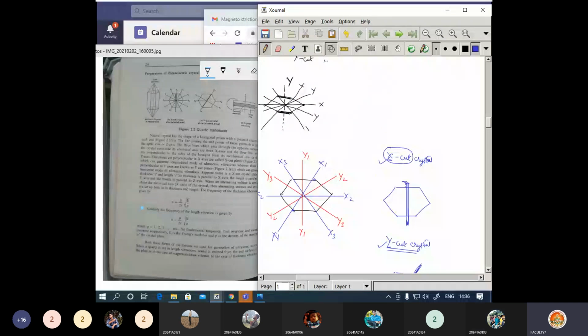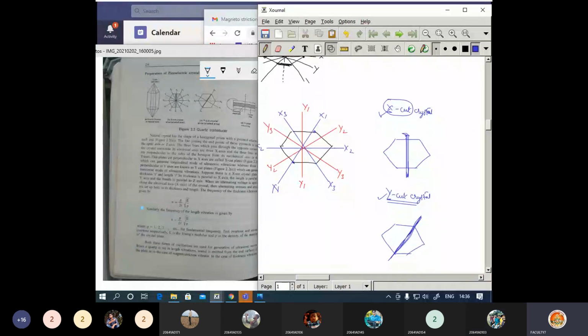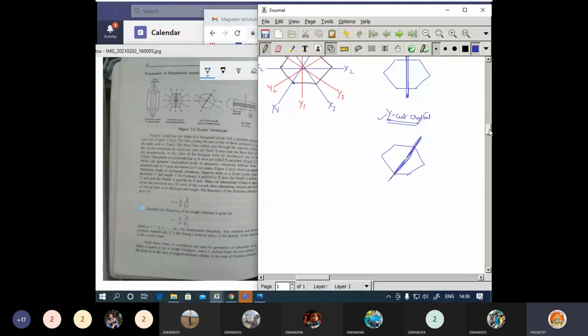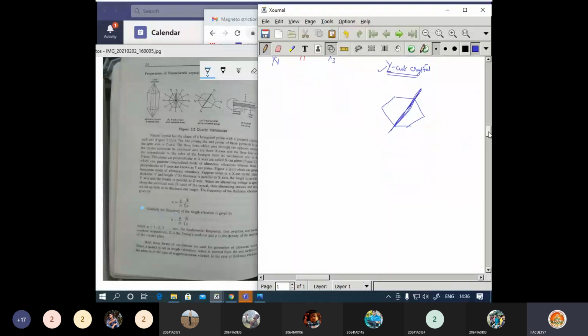So you have 3 y axes and 3 x axes. To get the x cut crystal, you cut the crystal perpendicular to the x axis, and to get the y cut crystal, you cut the crystal perpendicular to the y axis. Now you can take any one of the crystals, either x cut or y cut. So you will take a slice.